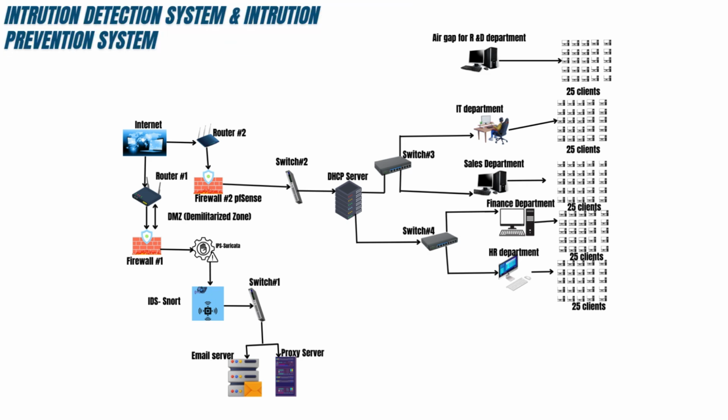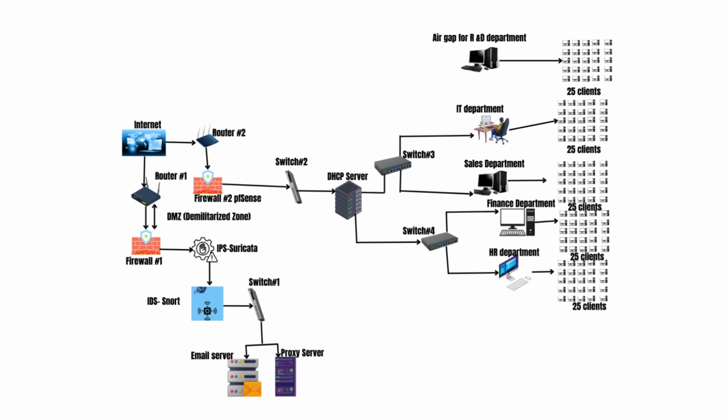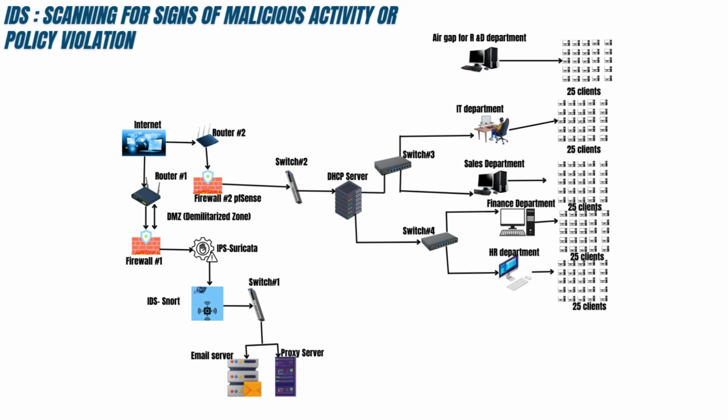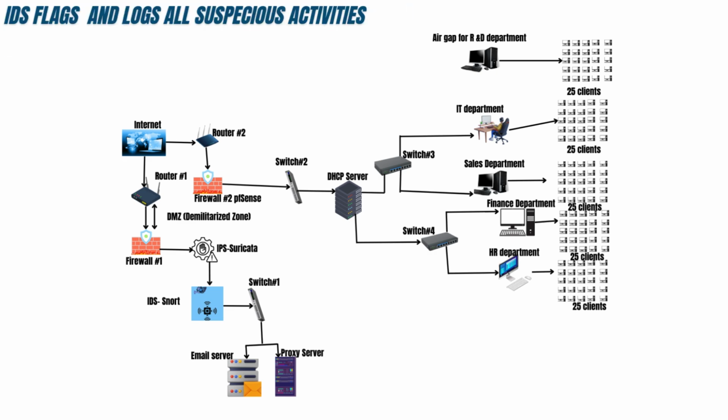Intrusion Detection System, IDS, and Intrusion Prevention System, IPS. IDS. The intrusion detection system monitors all network traffic, scanning for signs of malicious activity or policy violations. For example, if a large amount of data is suddenly being transferred to an unknown source, the IDS flags and logs this suspicious activity for further investigation.